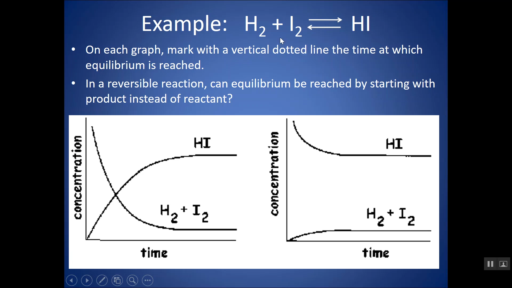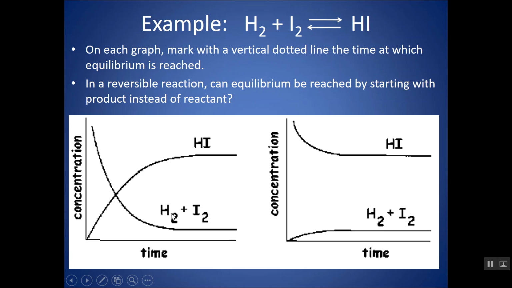So here's an example, just quickly. Here's a concentration versus time graph for the same reaction, with different concentrations I've started with in different situations. Just take a moment, mark with a vertical dotted line the time at which equilibrium is reached, and then answer this question. Okay, so when equilibrium is reached is when my concentrations are constant.